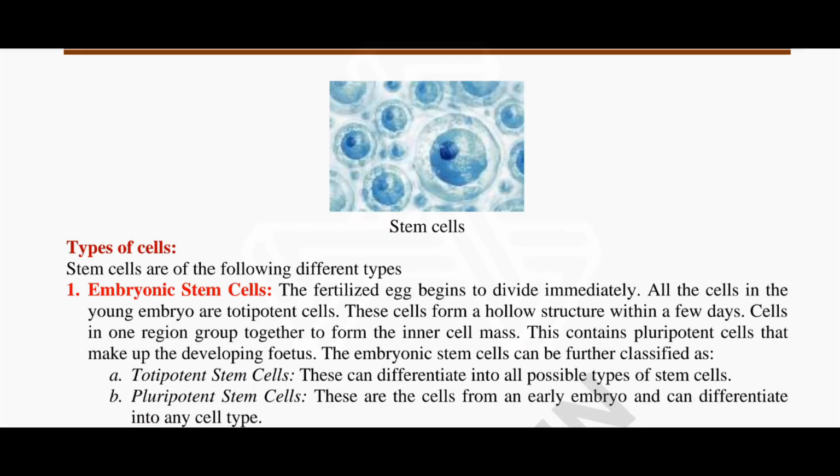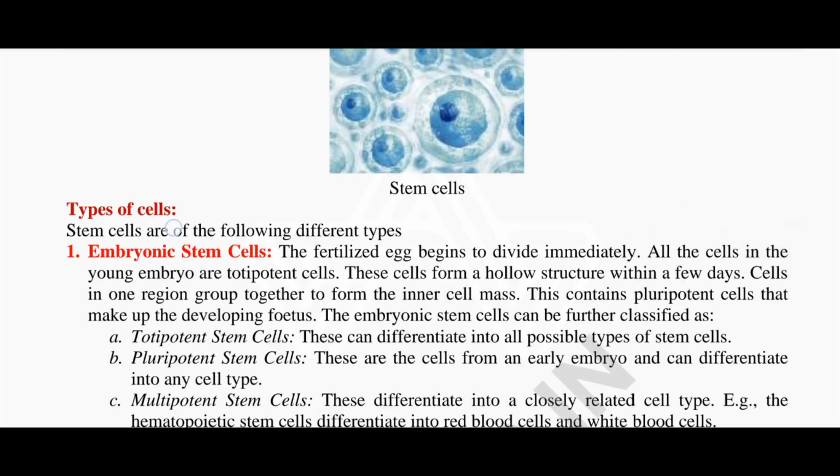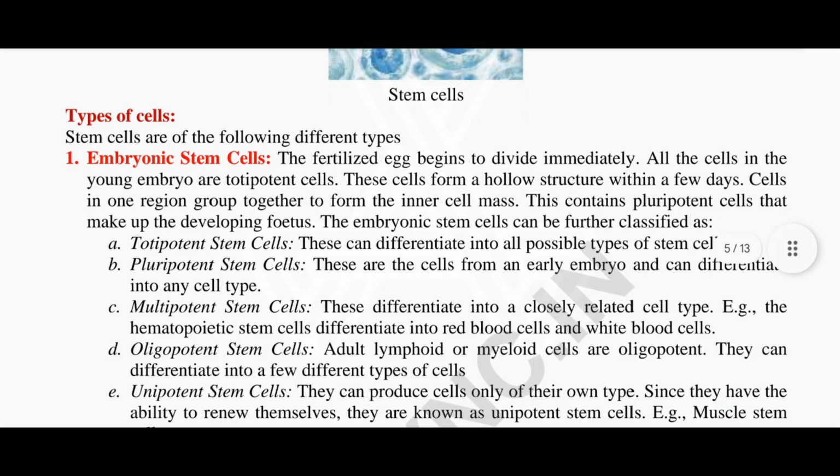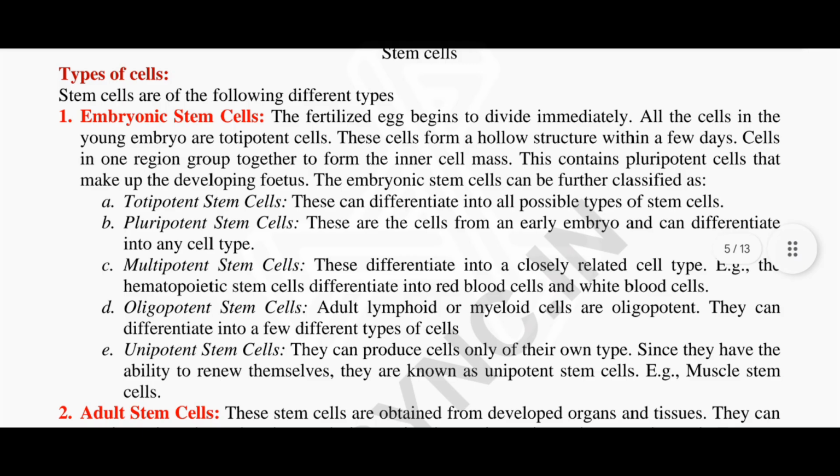Stem cells are of the following different types. Embryonic stem cells. The fertilized egg begins to divide immediately. All the cells in the young embryo are totipotent cells. These cells form a hollow structure within a few days. Cells in one region group together to form the inner cell mass. This contains pluripotent cells that make up the developing fetus. The embryonic stem cells can be further classified as totipotent stem cells. These can differentiate into all possible types of cells.